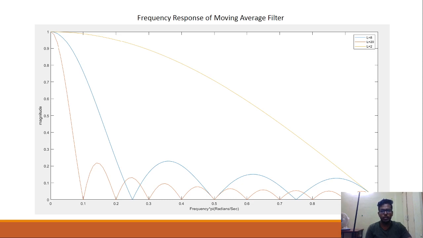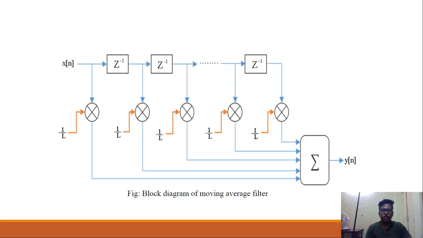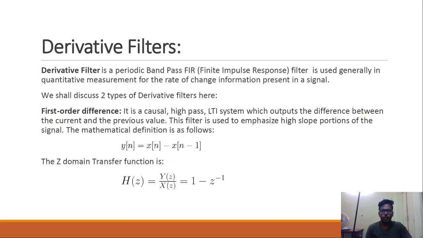Now let's see the block diagram of this filter. We can see the block diagram of the filter, the x of n is taken as the input and this signal is delayed as many times as we want in order to create a moving average filter of the desired delay, and then all these are summed to give y of n, which is the output of the moving average filter. Now let us move to derivative filters.